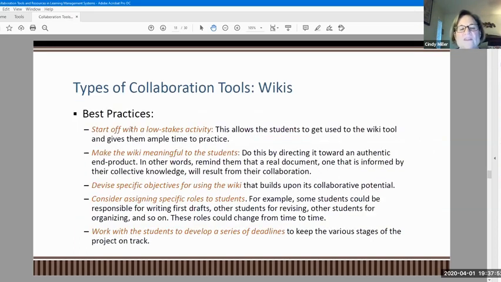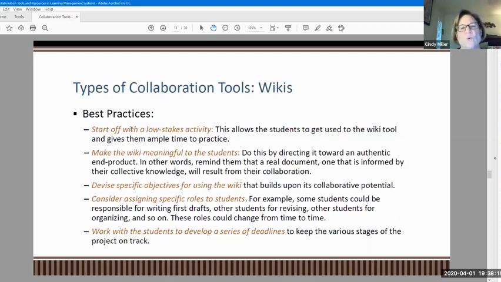So again, you may want to start off with a low stakes activity. One of the things I did when I got my students started on their particular wiki was to go in and put the title of the issue, and then put the question, why is this an issue, and then go in and add some resources, something really low stakes so they can get used to using that particular wiki tool. Make sure you make that wiki meaningful for students.